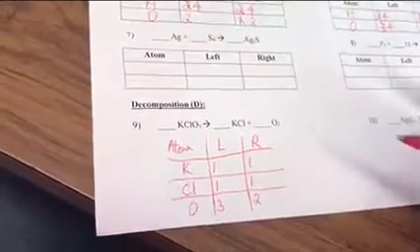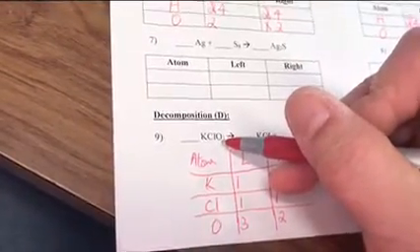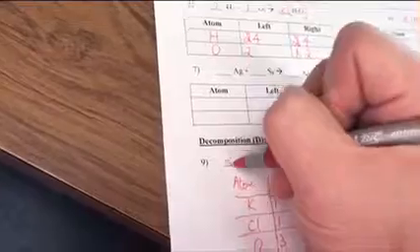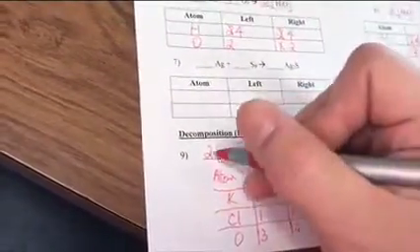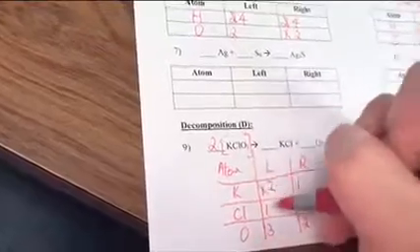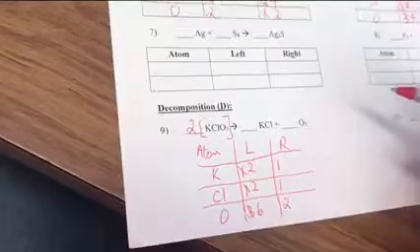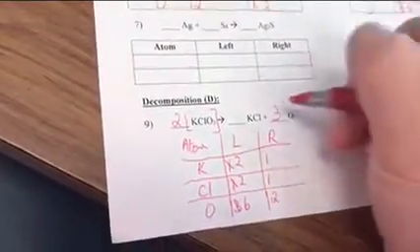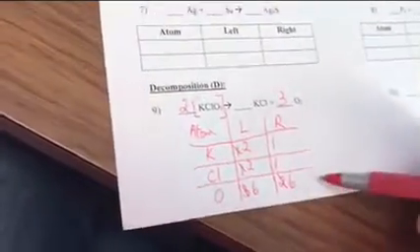3 times 2 is 6. So I have to make this 6. So how can I make the 6 oxygen? I'm going to put 2 in front of this. So I change the whole thing. I make that 2K, 2Cl, and then I can make 6 oxygen. And here I also want to make 6, so I have to put 3. So I change the oxygen on the right hand side to be 6. So then now my oxygen is happy.